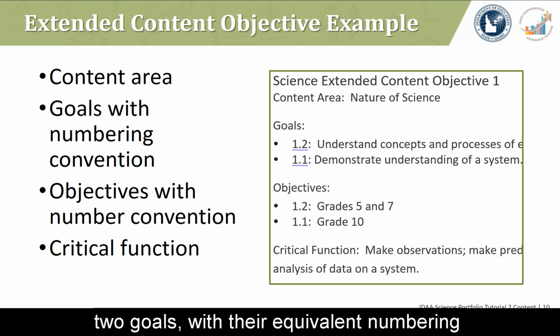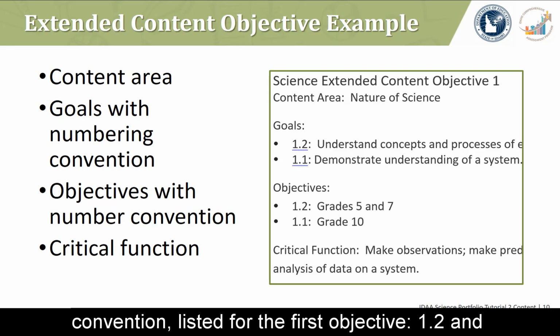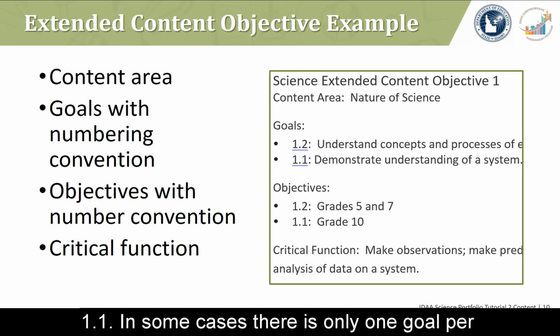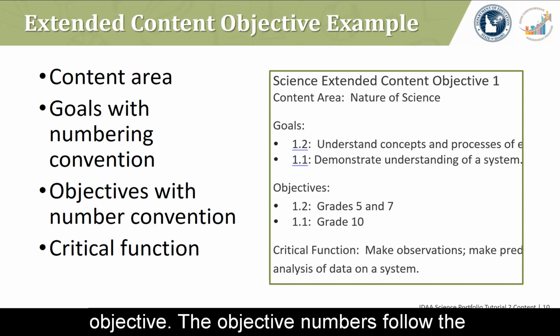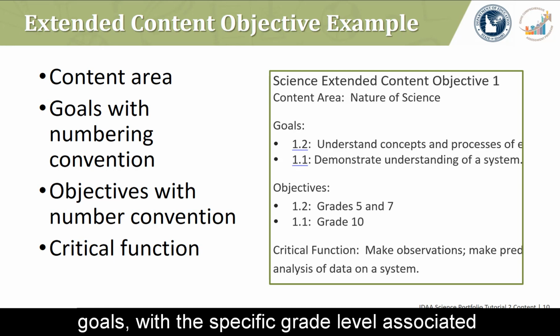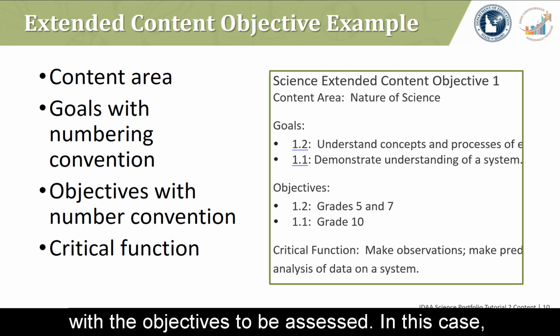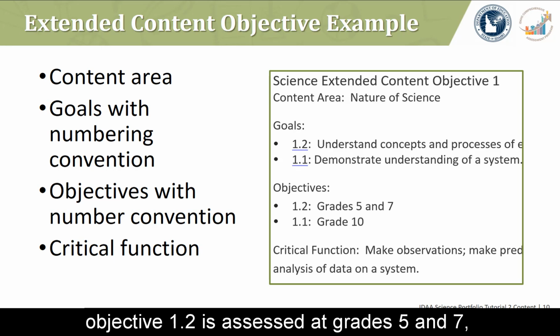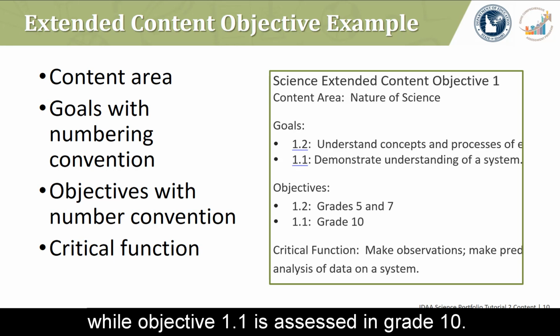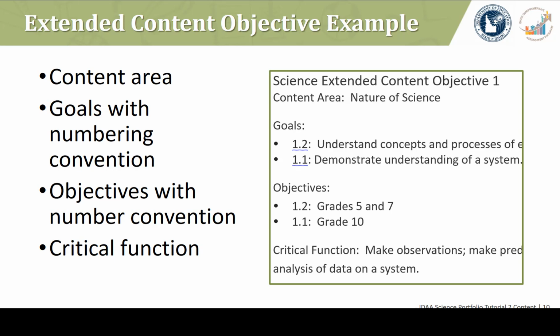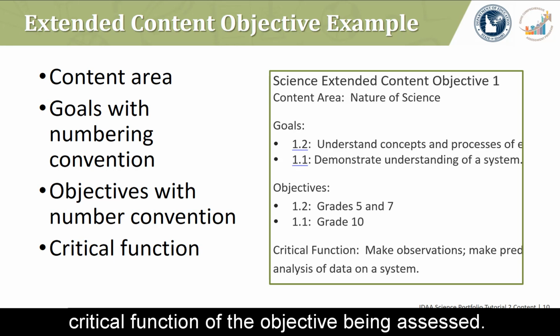Then you see 2 goals with their equivalent numbering convention listed for the first objective, 1.2 and 1.1. In some cases, there is only 1 goal per objective. The objective numbers follow the goals with the specific grade level associated with the objectives to be assessed. In this case, Objective 1.2 is assessed at grades 5 and 7, while Objective 1.1 is assessed in grade 10. Finally, you see a statement describing the critical function of the objective being assessed.